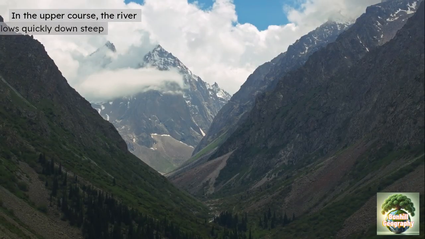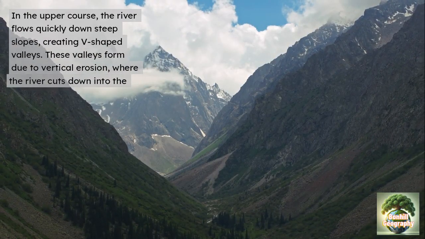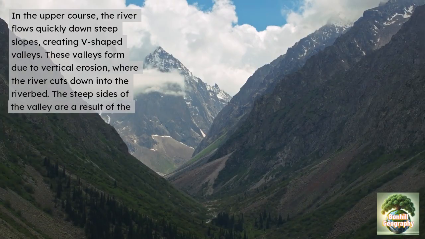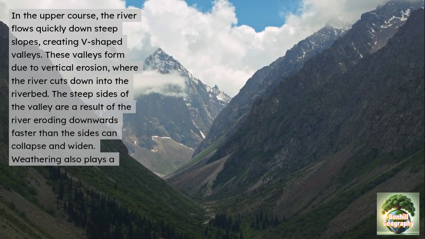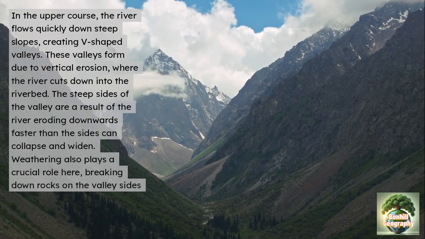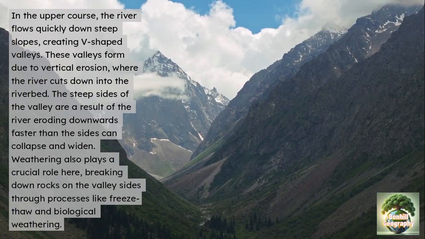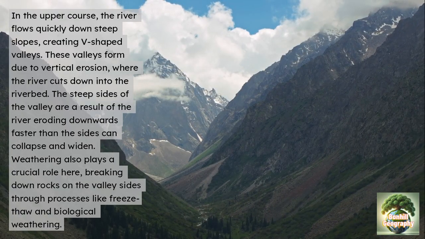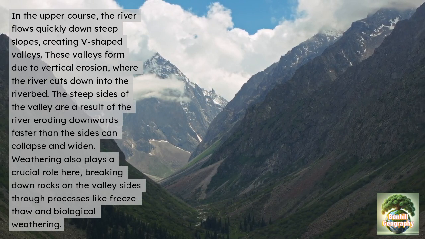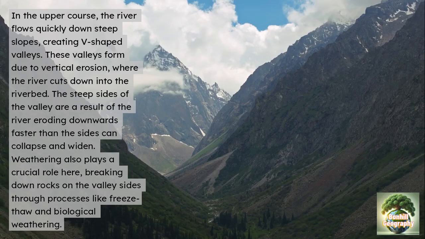In the upper course, the river flows quickly down steep slopes, creating V-shaped valleys like we see in the background here. These valleys form due to vertical erosion, where the river cuts down into the riverbed. The steep sides of the valley are a result of the river eroding downwards faster than the sides can collapse and widen. Weathering also plays a crucial role here, breaking down the rocks on the valley sides through processes like freeze-thaw and biological weathering.